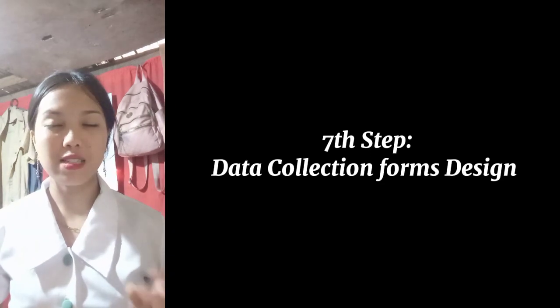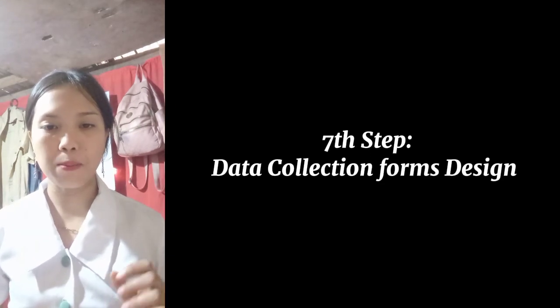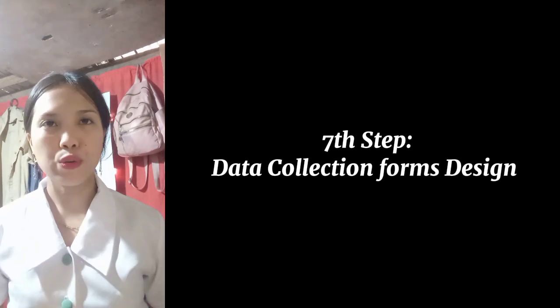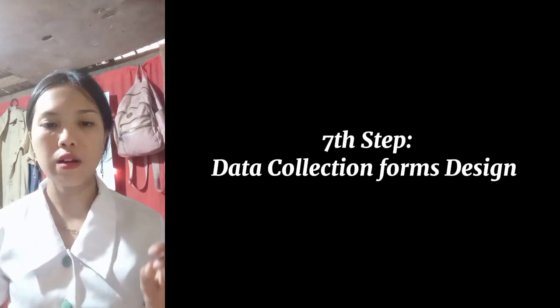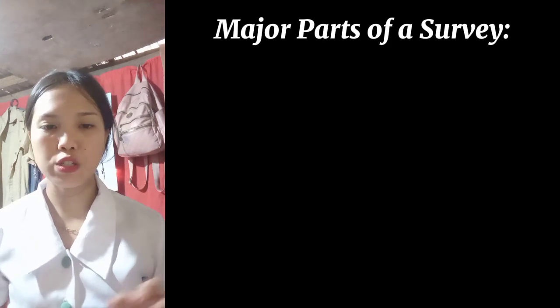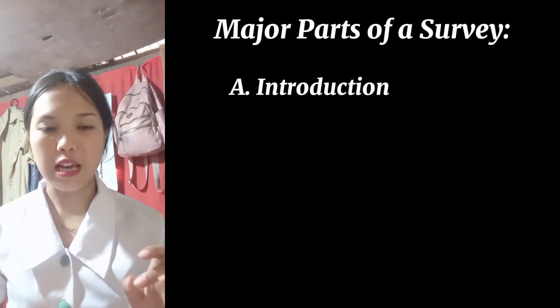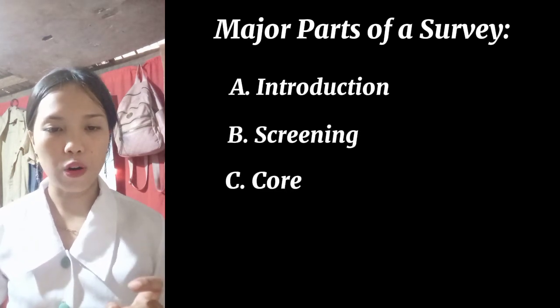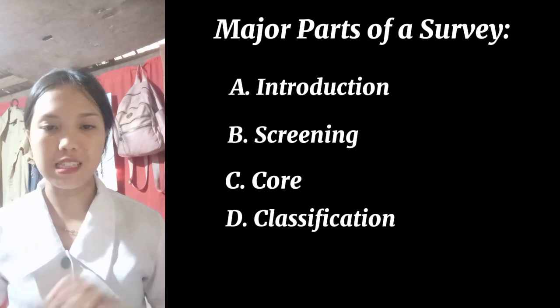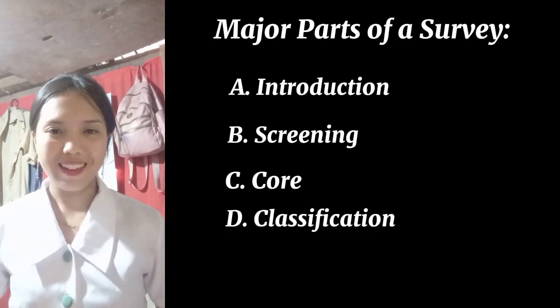So let's proceed to the seventh step in the marketing research process, which is the data collection forms design. There are major parts of a survey: the first is the introduction, second is the screening, third is the core, and lastly is the classification of your survey. And that would be all.